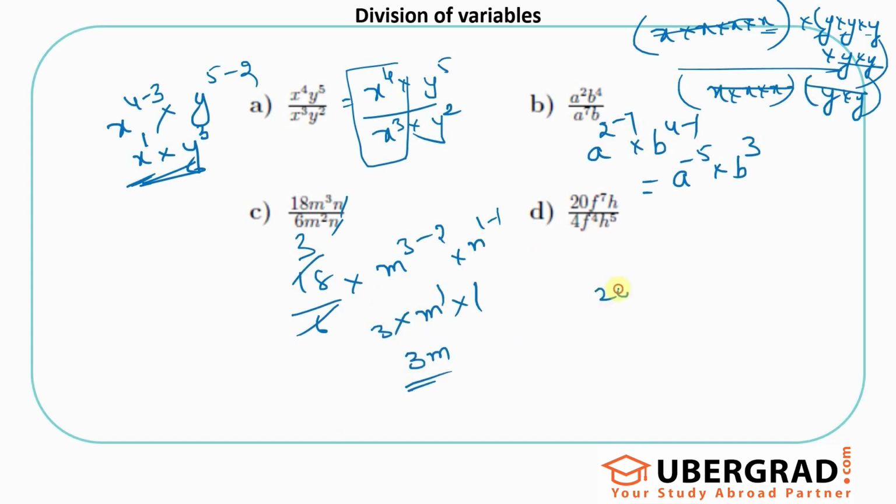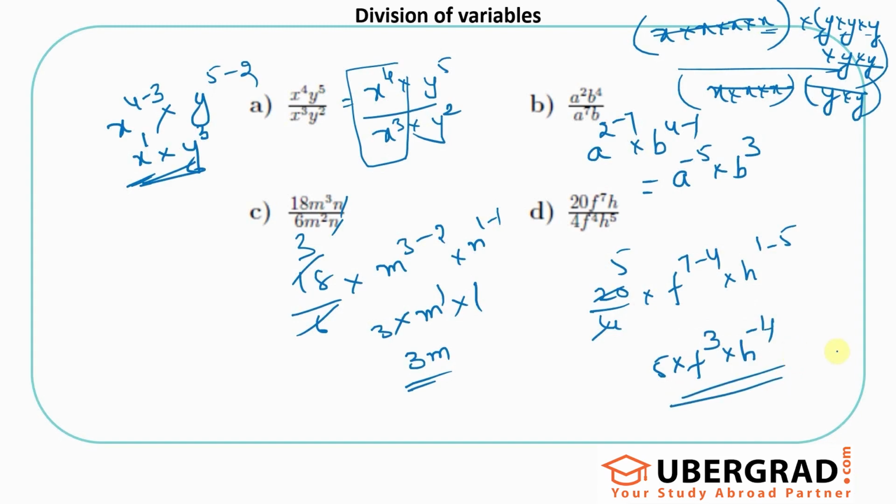This one is also 20 by 4 into f power 7 minus 4 into h power 1 minus 5, so that will be like 5 into f power 3 into h power minus 4. That's what you do. Right, that's how you divide and get this concept. So that's the basic things that you should know with the addition, subtraction of variables, and also multiplication and division of the variables, and most importantly understanding the meaning of a variable in a statement and how do you convert and deal with that.